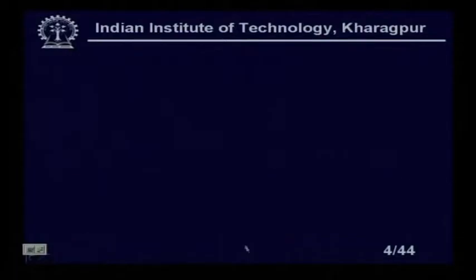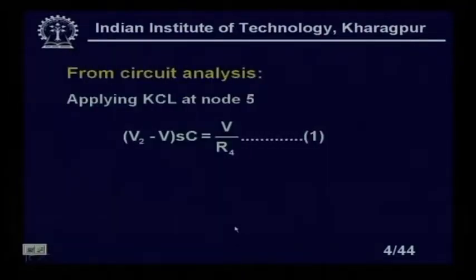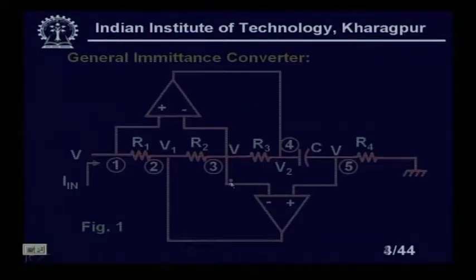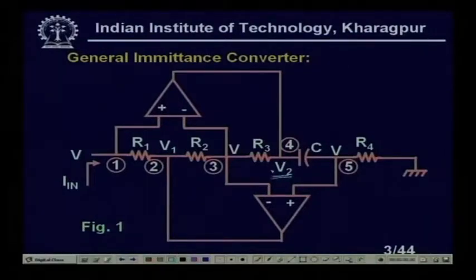So, if I now apply the Kirchhoff's law in the node 5, for the circuit analysis, applying the KCLs, Kirchhoff's current law, I will get (V2 - VSC) equal to V by R4. Now, let us look at what is... okay. So, this is our V2, you see here, this is our V2, and this is our V1.